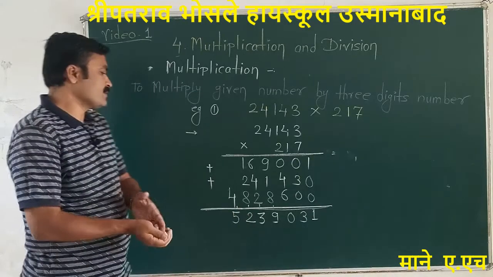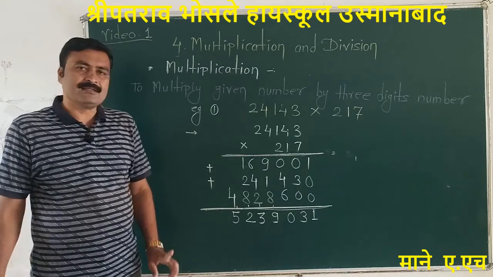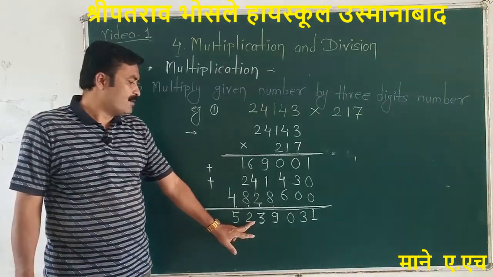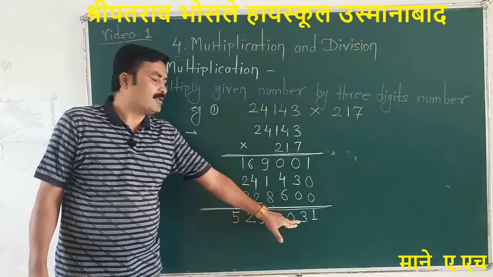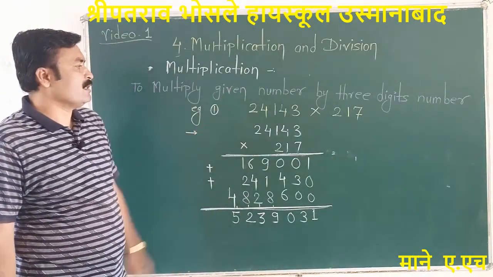So after taking this addition, we got the final answer as a 7-digit number. We read out that number as 52,39,031. This is the final answer of this multiplication.